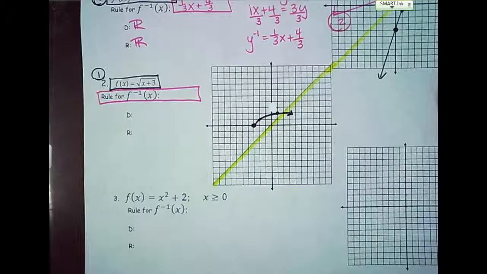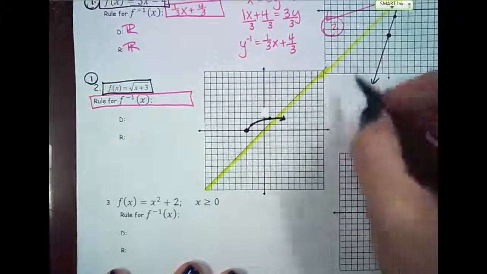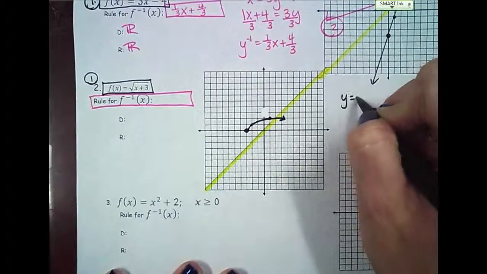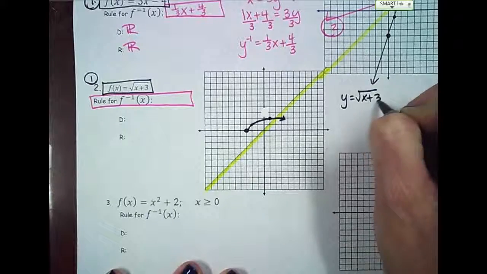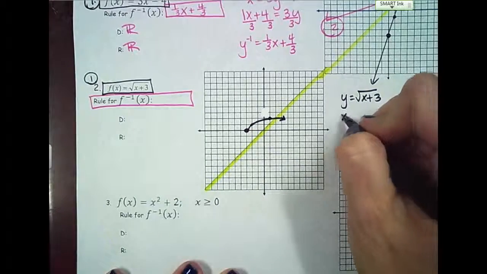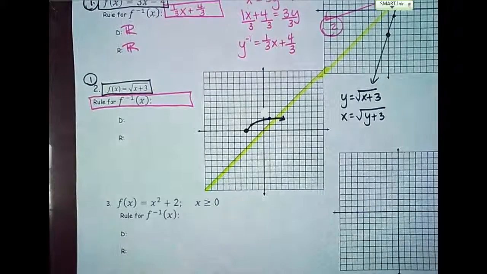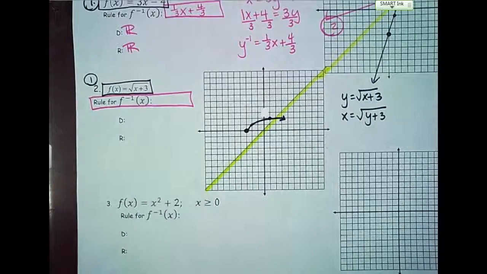Okay, so if we're going to find it, guys, I'm going to do the math right here because I don't have a lot of space. So I originally had y equals the square root of x plus 3. If I want to find the inverse, what's step 1? Flip x and y. So now I've got x equals the square root of y plus 3. Come on guys, focus on this. We're almost done. I've got this one and one more.